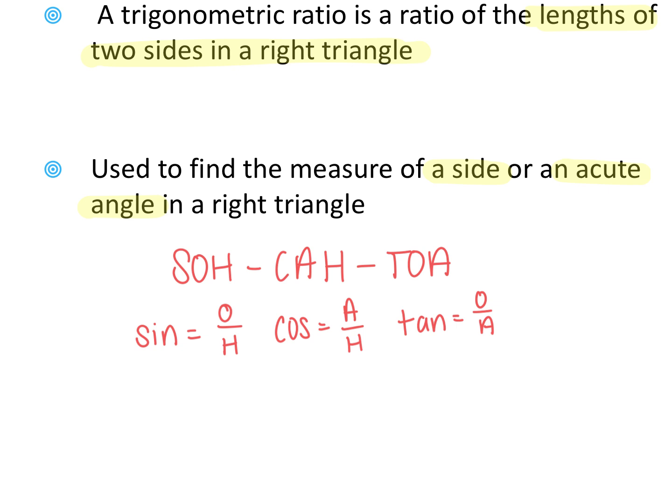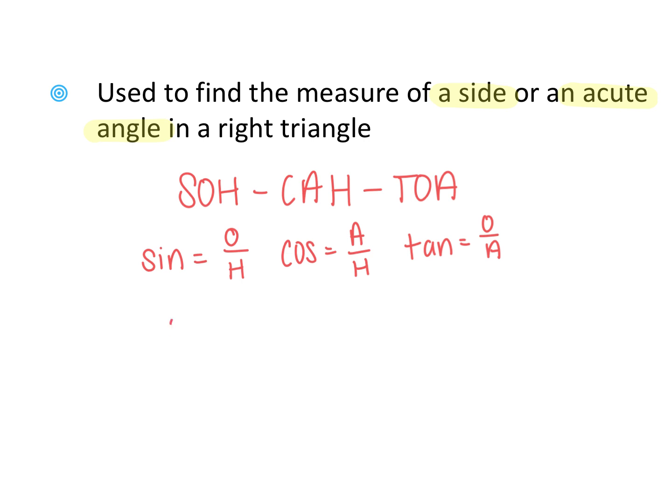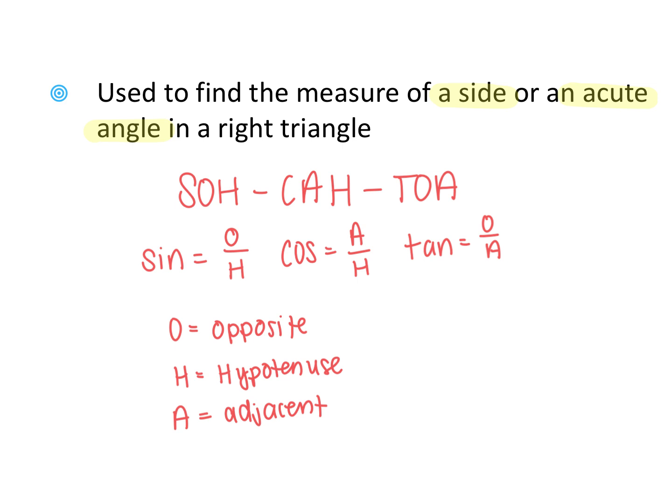What do those O's, A's, and H's stand for? I'm going to write them down. Your O stands for your opposite side. Your H stands for your hypotenuse. And your A stands for your adjacent side. So please make sure you know SOHCAHTOA. I'm going to write it a lot of times on the notes just so you get used to it and make sure you know how to spell it.